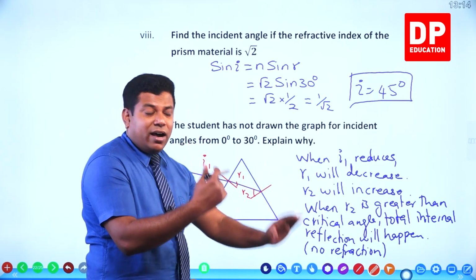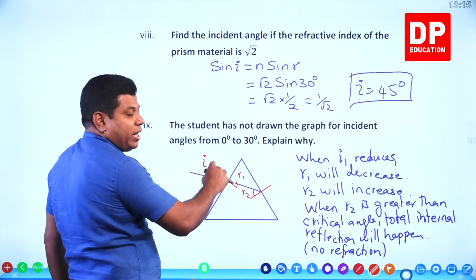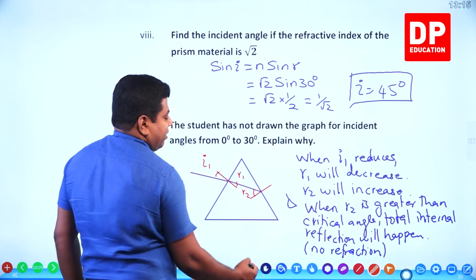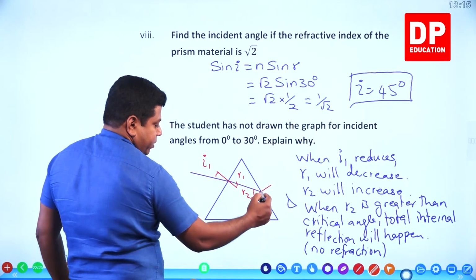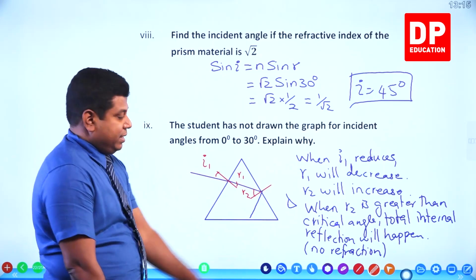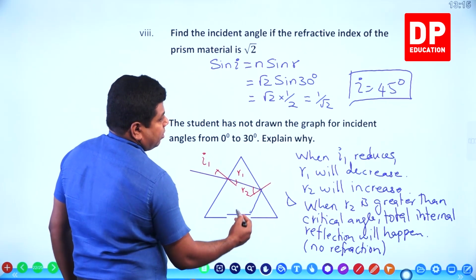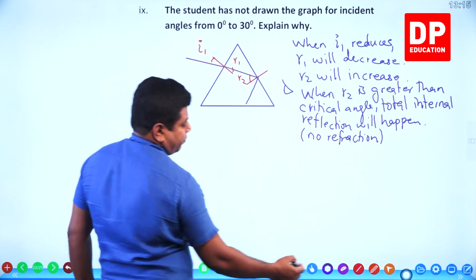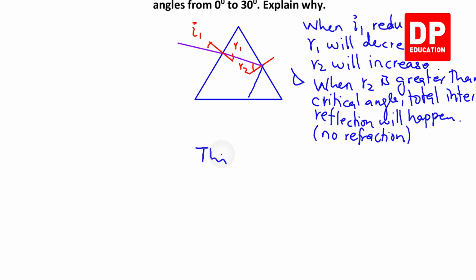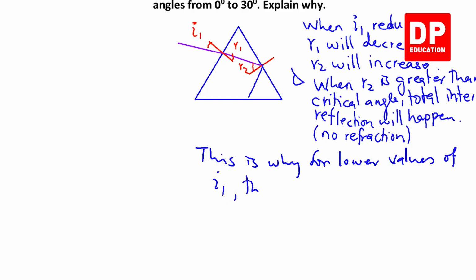What graph? I versus D graph. Because if I reduces below a particular point, then he won't be able to see the ray here. The ray will get reflected to this side. Understand? Then we can say this is why, for lower values of I1, the D versus I graph cannot be drawn. So that's a good question.